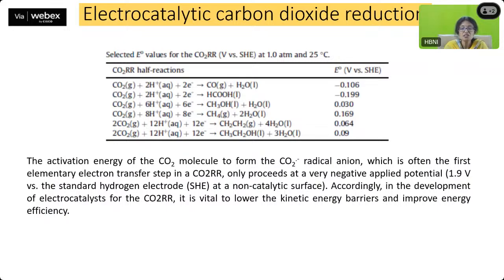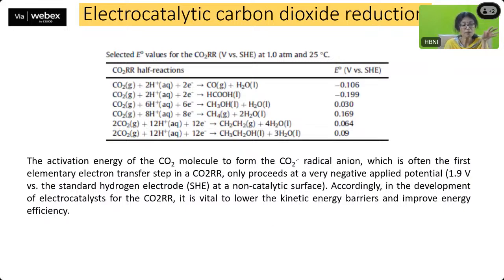So what are the different stages of this particular reaction? You can see over here the activation of the carbon dioxide molecule to form the CO2 dot minus radical anion. This is the first elementary electron transfer step in the carbon dioxide reduction reaction. But it proceeds at a very negative applied potential, around minus 1.9 volt versus standard hydrogen electrode, and that is at a non-catalytic surface.